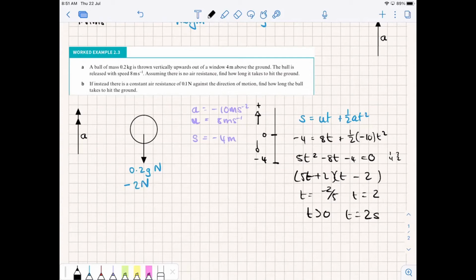The reason we could just solve the question in part A in one go is because the force never changed, right? The force was constant. There was only one force acting on the object, and obviously this caused the acceleration to be the same.